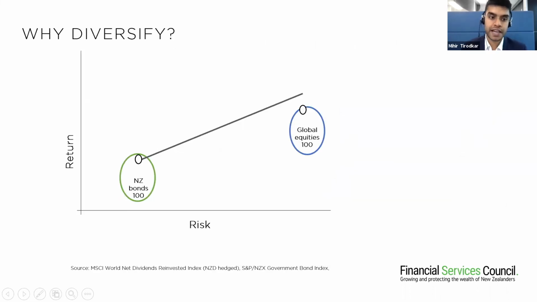Let's talk about diversification. Diversification, that line doesn't perfectly line up, but that's okay. Let's pretend it does. Diversification can be thought of as the only free lunch in finance. If we were to graph risk and return on these two axes as so, we would see that New Zealand bonds have lower risk and lower expected return, and global equities have greater risk and greater expected return.